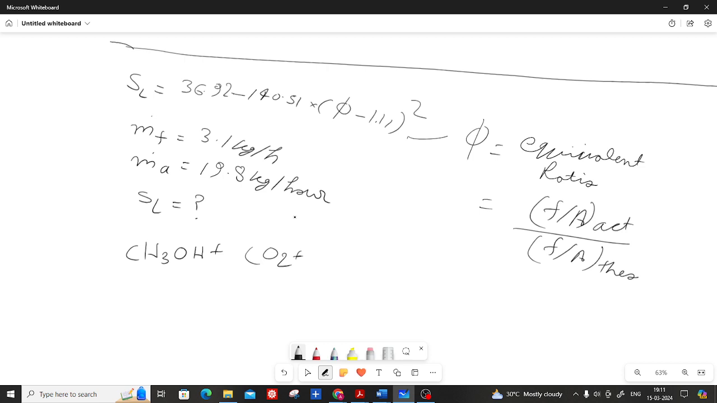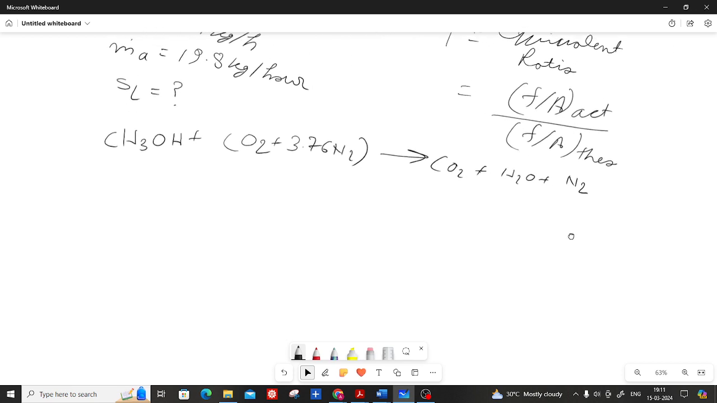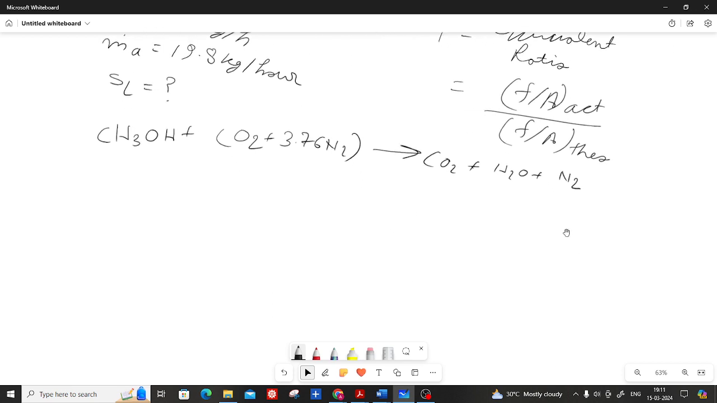Okay, so O2 plus 3.76 mole of N2 will give CO2 plus H2O plus N2. Now we need to just balance this equation. Okay, so I am solving this. If you have some doubt at any point, you let me know.